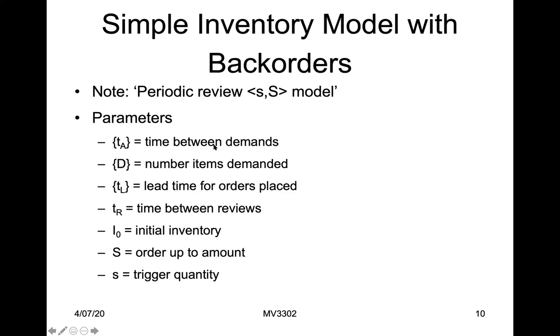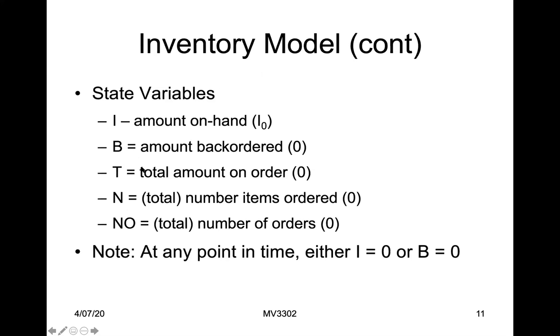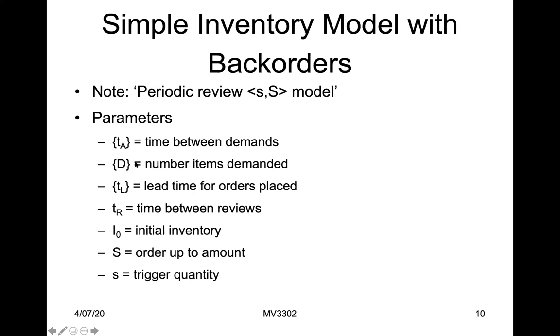So we have the time between demands. The customers who are going to demand this item are going to come in kind of like an arrival process. But each time they come in, they're going to demand a random amount. So the number of items that each customer demands is going to be some random integer quantity.